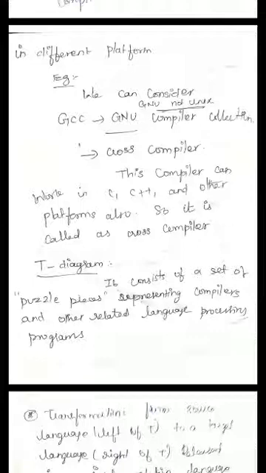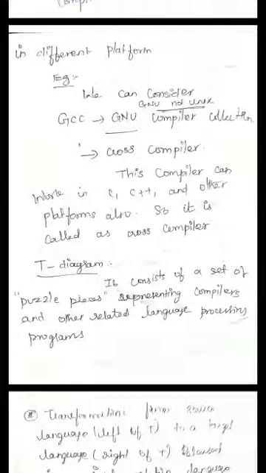Actually, GNU means GNU's Not Unix, so it is not restricted to running programs on Unix. You can run the code in other languages also, for example C, C++, Java, not only on the Unix platform. So this GCC is called a cross compiler. This is another example for the cross compiler.